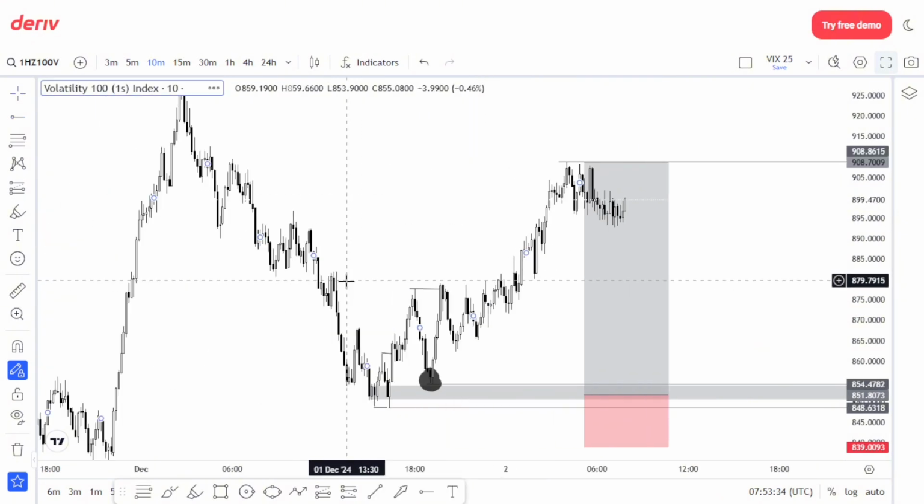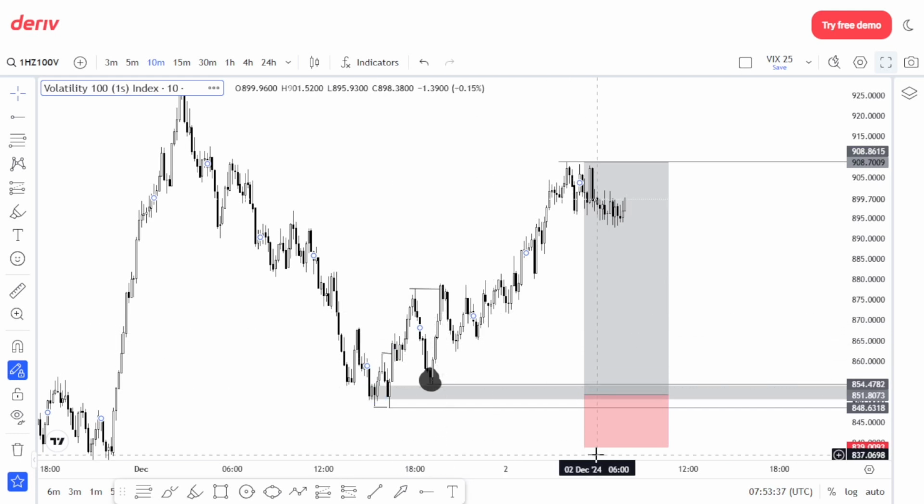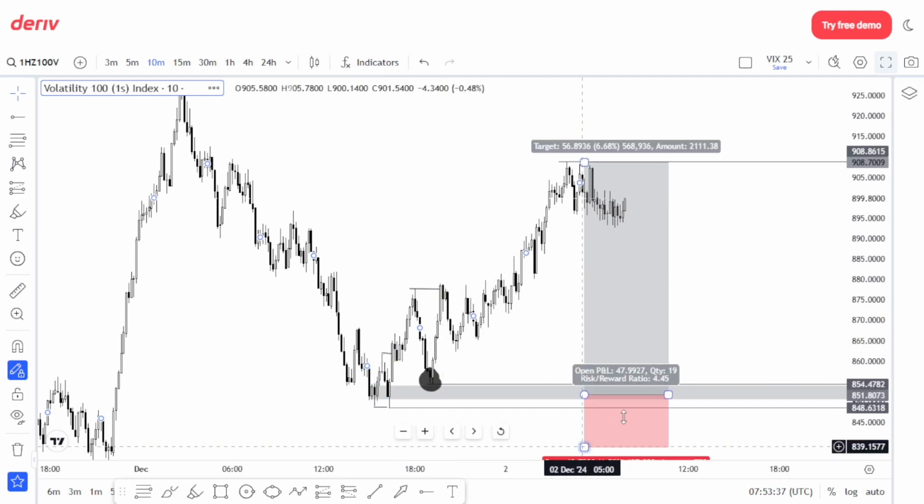So let's go back to the VIX 25 and see how that plays. This is my next viable setup, guys. I'm just sharing this with you.